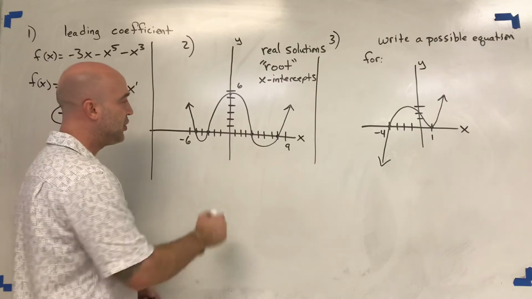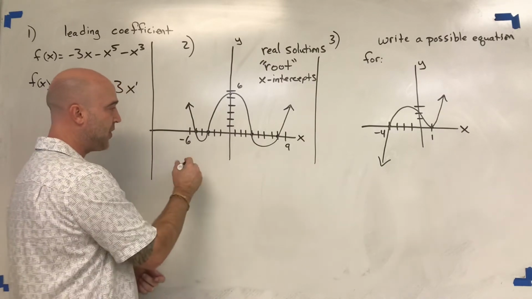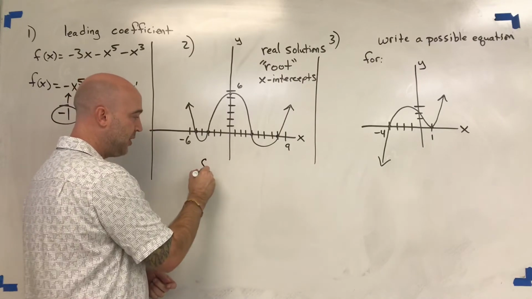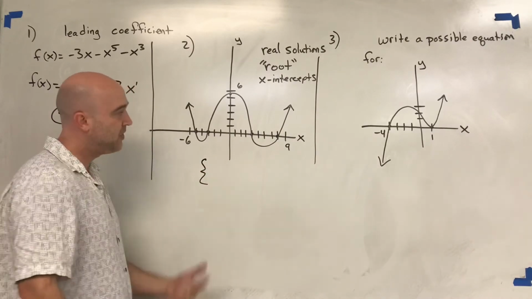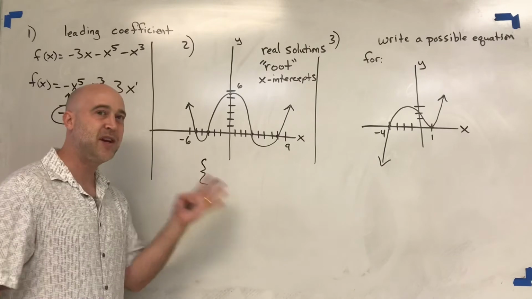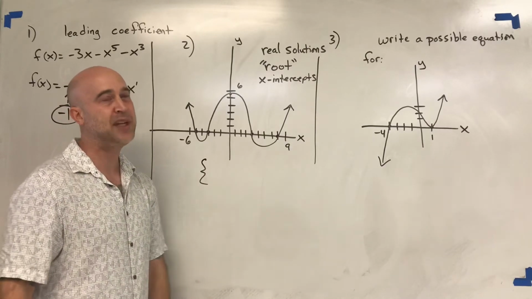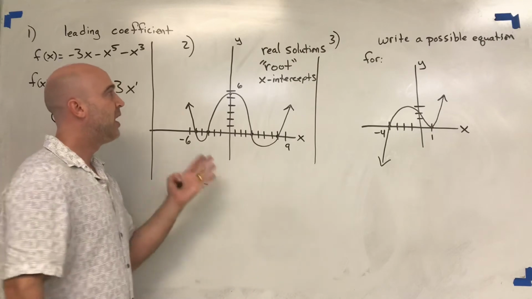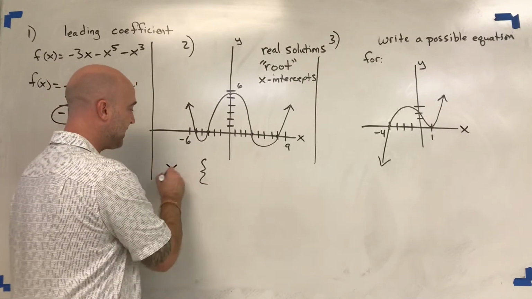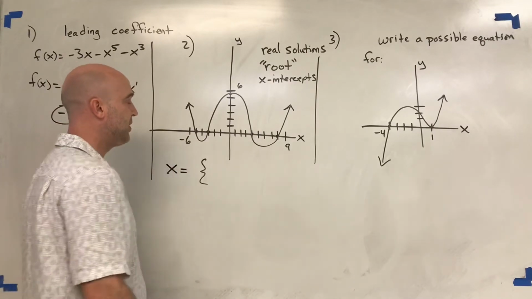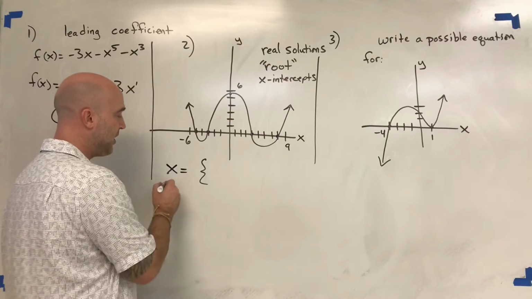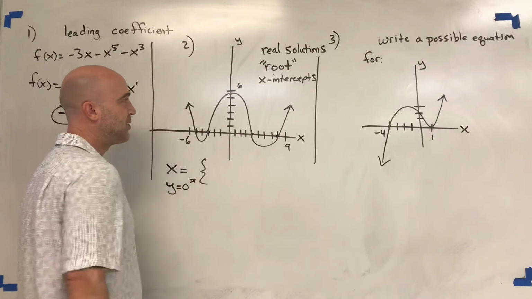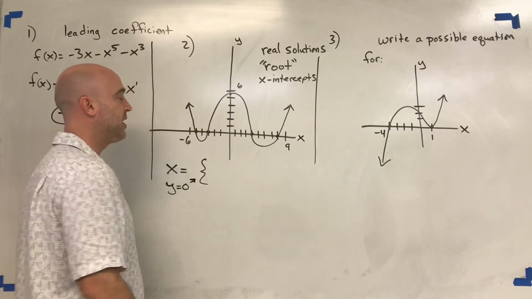The real solutions, I'll just go in order here. It's always good to go left to right. So usually we have a set notation for something like this. I like to tell my students always write it as a point. So I'm just going to go ahead and write it in set notation and then write it as a point. So this is x equals. These are the real solutions. So it's just good to know that y is equal to 0 for these. That's what it means to be a root or an x-intercept.